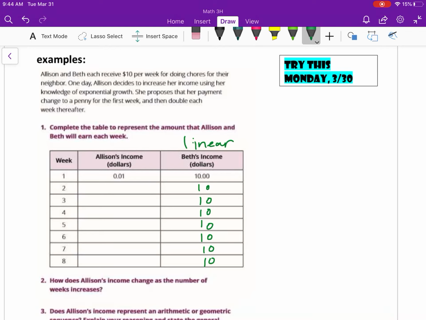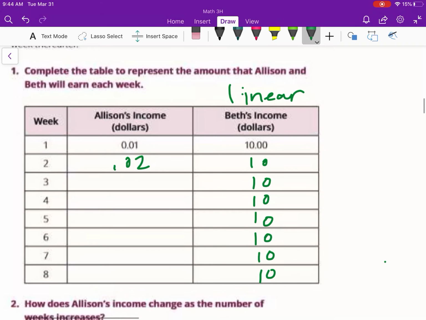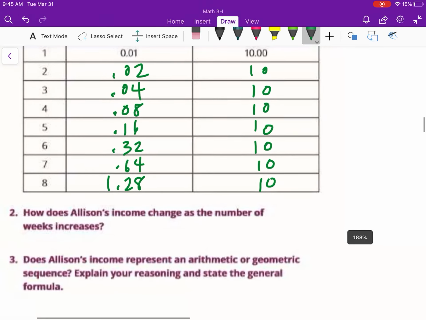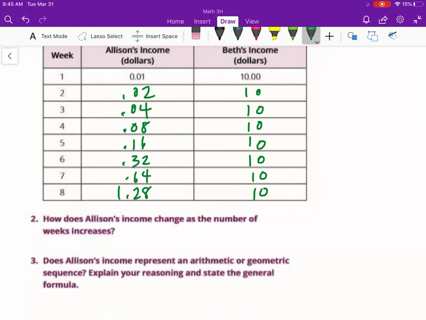Allison, if she starts off with putting in a penny, you double that, now you're at 2 cents. And I forgot how to write. There we go. Oops, you know me with this. Okay, and then you double that again, and we've got 4 cents, then 8, 16, 32, 64, $1.28. Even if it's not there, you go down a little bit.